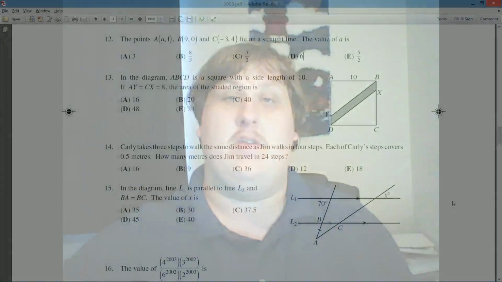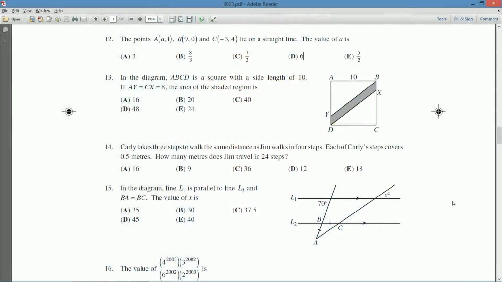Root Beer here. We're looking at question number 13 now on the 2003 Cayley competition. Okay, so question 13. In the diagram, ABCD is a square with a side length of 10. They have that shown up here with the side length AB. If AY is equal to CX is equal to 8, the area of the shaded region is.